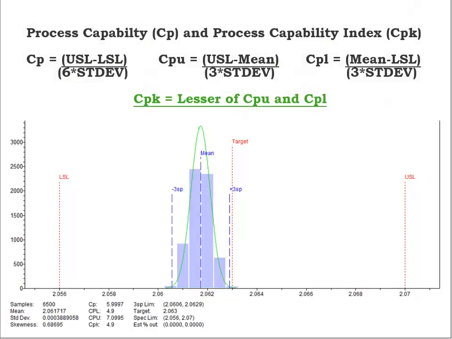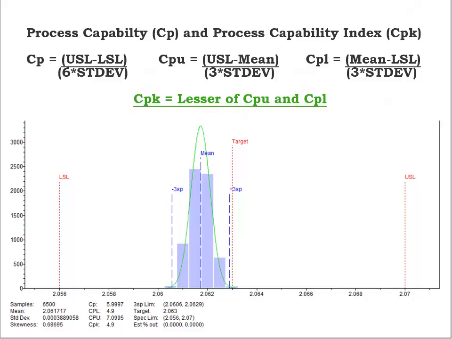There is a difference between process capability, CP, and the process capability index, CPK, which will be discussed here. There are 3 formulas shown. First, the formula for process capability, which is calculated by taking the upper spec limit and subtracting from it the lower spec limit, then dividing by 6 times the standard deviation of that data set.